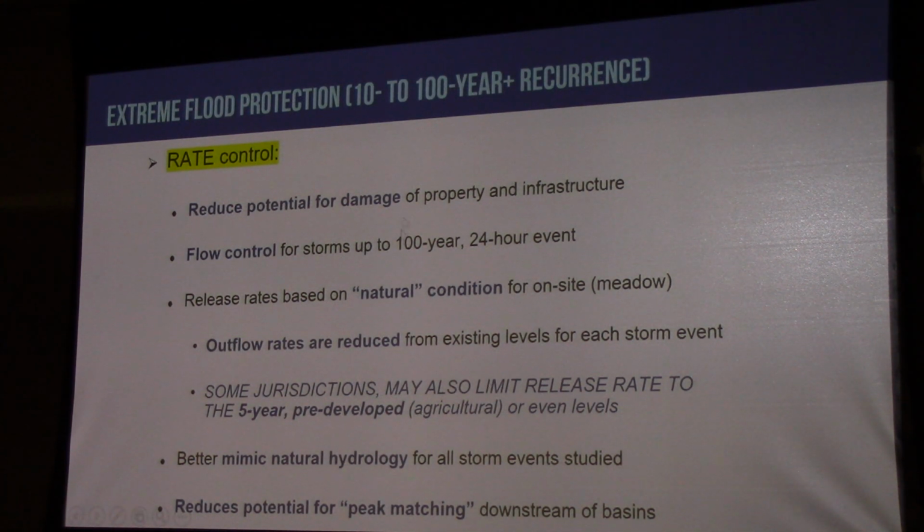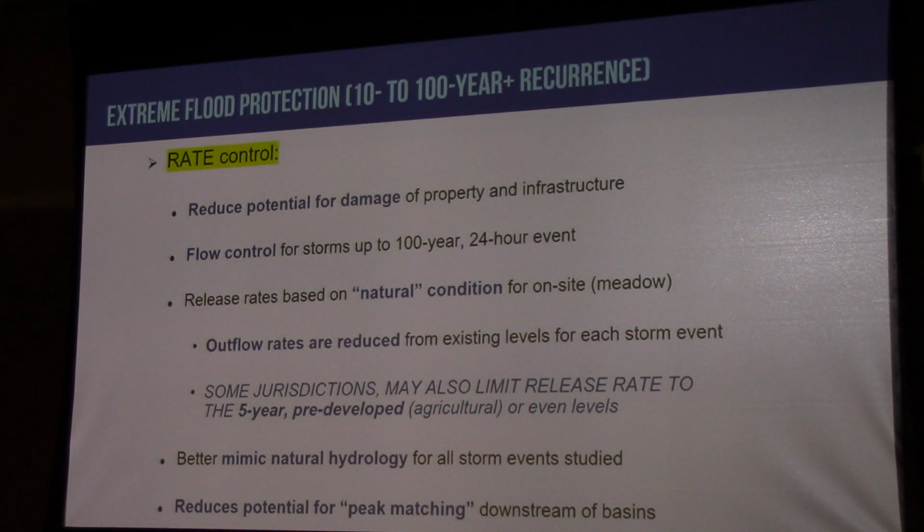But I should say, some communities, as they've adopted ISWIM, have chosen to also limit the release rate. They look at that 100-year natural condition, but then they also look at what's called the 5-year pre-developed rate. So they look at it like agricultural 5-year rate, and they see which one's lower. And they say, well, whichever one's lower, we want you to meet that. And part of the reason why some communities have done that is a lot of our detention ordinances have been written that way for a long time, where it's 100-year in, 5-year pre-developed out. So they've kind of stayed with that.